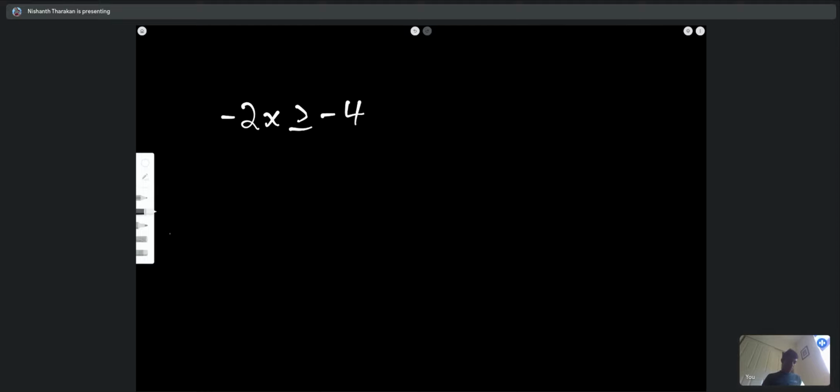Then, when you multiply by a negative number, you also have to flip the sign. That means x has to be less than or equal to 2. And this makes sense, because if you want negative 2x to be greater than negative 4, making x bigger actually makes this whole number smaller. So we have to flip the sign in order to make it correct.